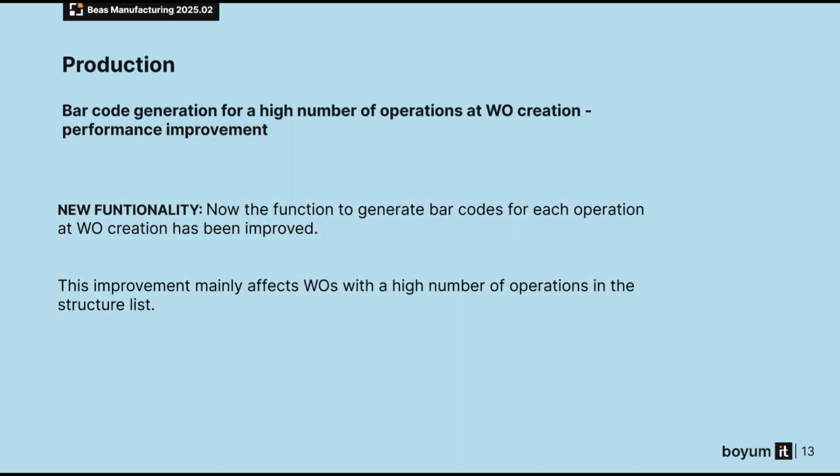The function to generate barcodes for each operation at work order creation has been improved. This improvement mainly affects work orders with a high number of operations in the structure list.